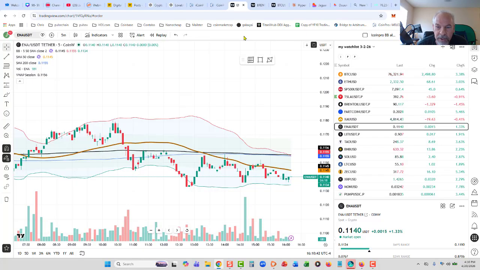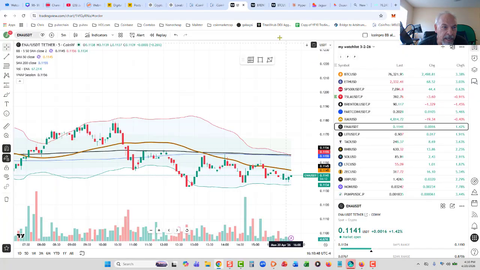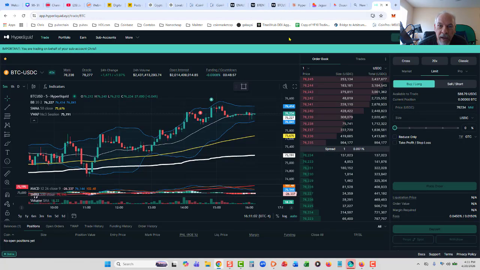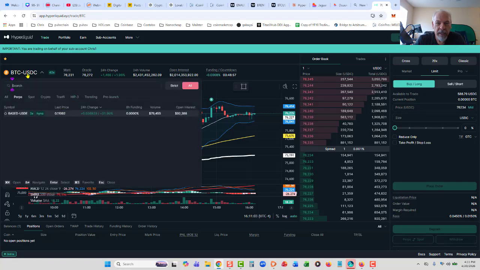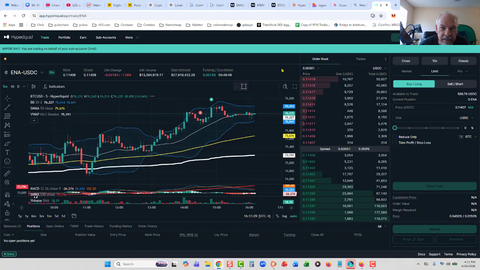Now here's a coin that moves step by step with Bitcoin, Ethena. And you can see right here, it looks like it wants to go higher as well. So let's come over here to Hyperliquid and trade ENA. It's paired with USDC, perpetual contract. And let's place a long position.